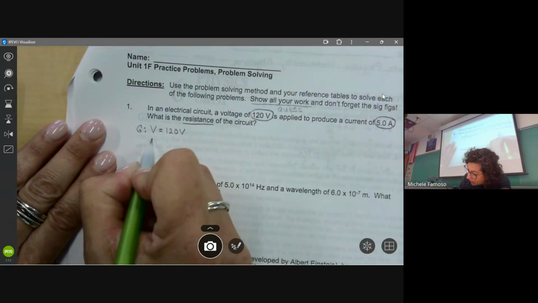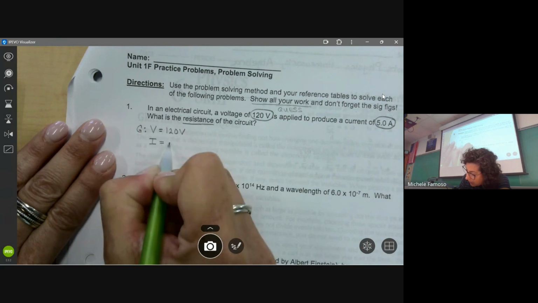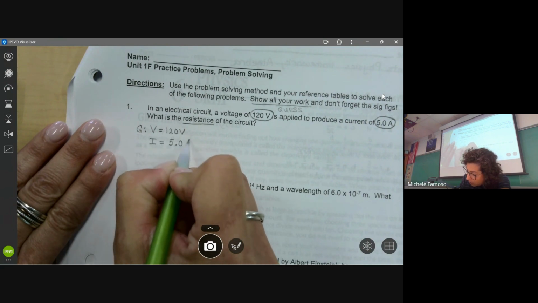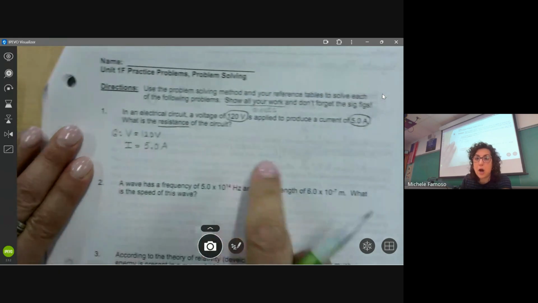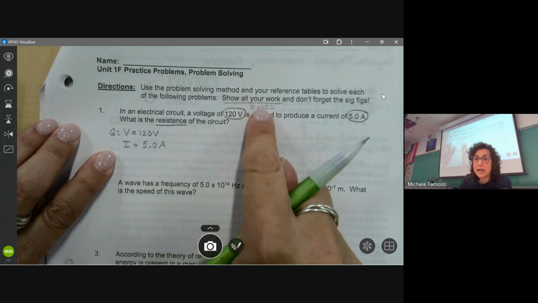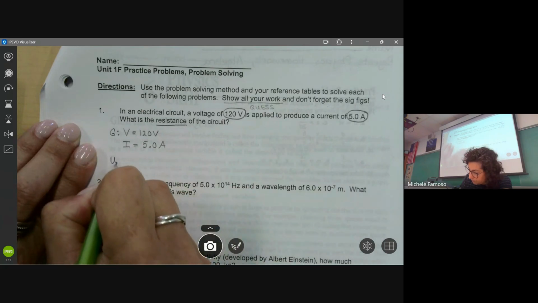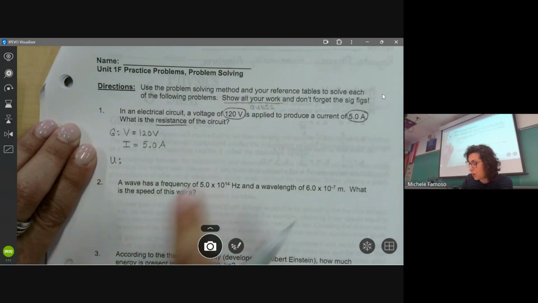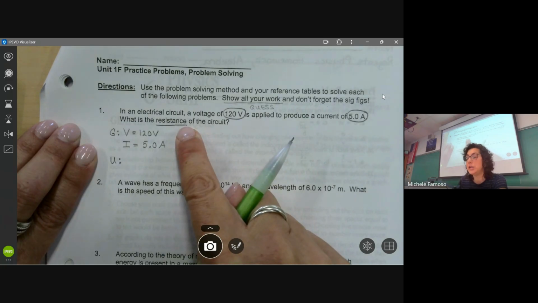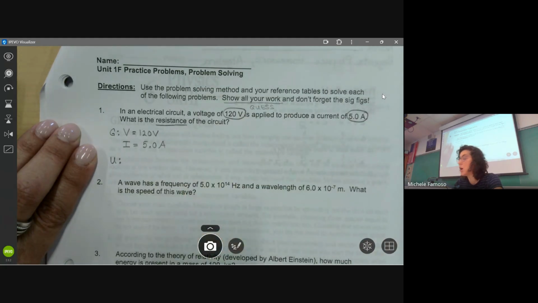Current is capital I, so we're going to write capital I has a value of 5.0 A. That's it for our givens. The next letter U stands for the unknown. We said that what we were looking for, what was unknown, is the resistance. According to page 4 of your reference table, what letter are we going to use for resistance? Capital R.